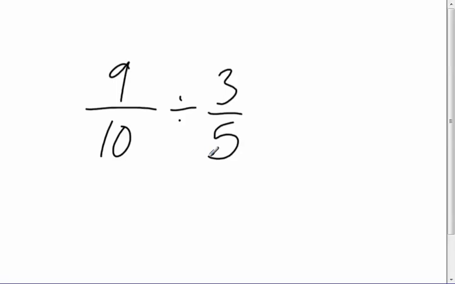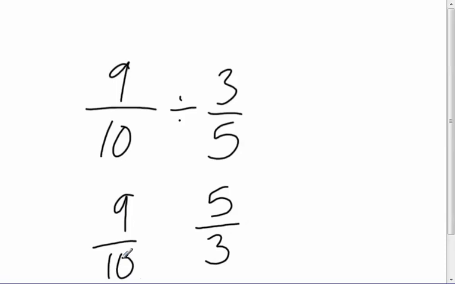Yes, ma'am. 10 divided by 5 equals 2. True, but that's not the process which we follow for this. So how did we just show it? What was the first thing that we did? We switch it around. Tell me what that means. Reciprocal. Which one reciprocals? The 9/10 or the 3/5? The 3/5. All right, so I'm going to flip the 3/5 to make it 5/3. Over here I have the 9/10.